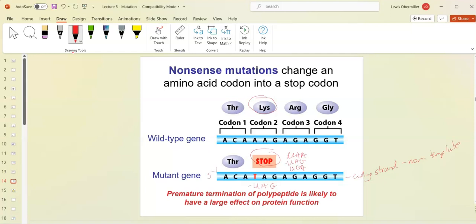5 prime, 3 prime. Sorry, wait, wait. This is the template strand. So this is 5 prime. This would also be 5 prime, 5 prime, 3 prime. So this would be UAG in the mRNA, and that would code for a stop instead of this, which is the AAG codon in the mRNA.